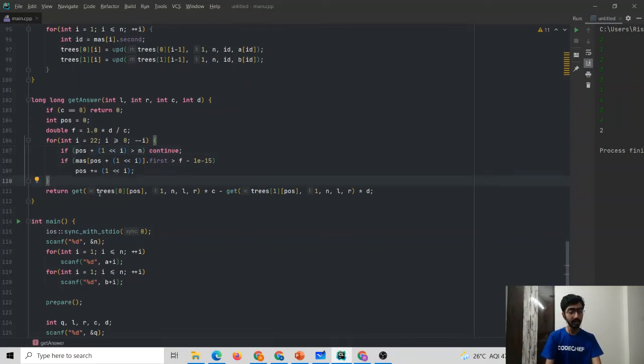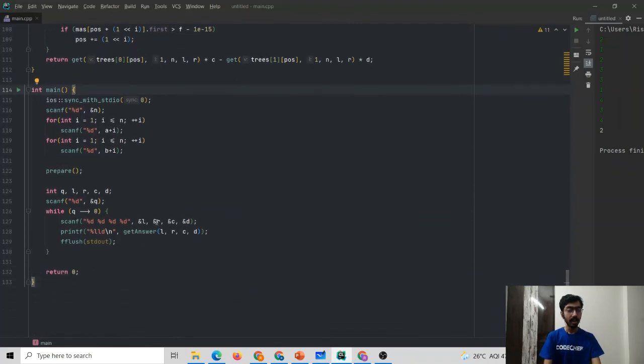After this, we can find the contribution from the first segment tree: we consider the ith segment tree of A, take the contribution from L to R, and multiply it with C. Similarly, we consider the ith segment tree, that is the persistent segment tree, for B, take the contribution for L to R, and multiply it with D. Then we find our solution by doing C times contribution of A minus D times contribution of B. And since this was an interactive problem, we need to flush our output after each query.